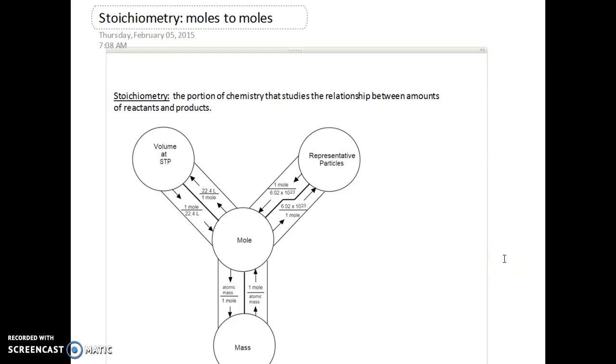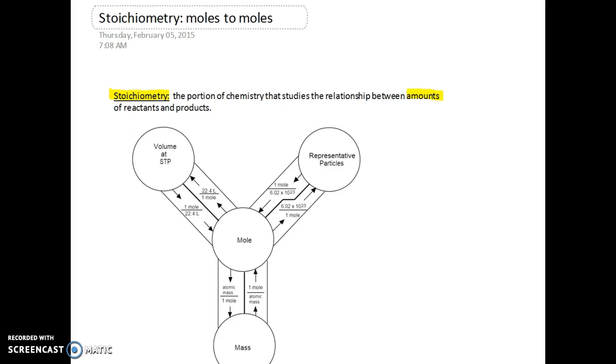Okay, how do we convert from particles of one reactant into particles of a product on a balanced chemical equation? Well, the answer is stoichiometry, and that's what we're going to be talking about today. So let's just define what stoichiometry is really here real quick. This is the portion of chemistry that studies the relationships between amounts. Amounts is our big deal.